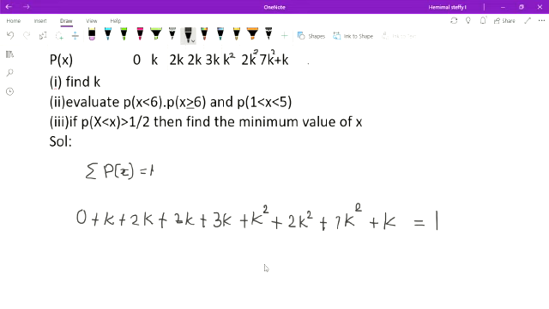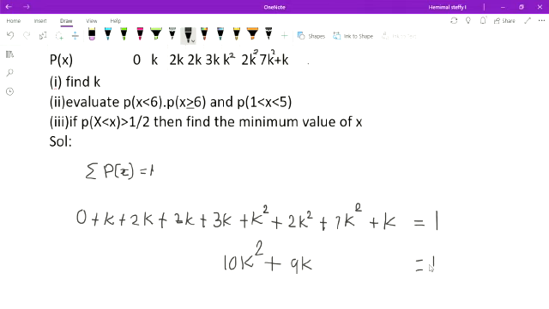First I will add all the k square values. 1 plus 2 is 3, 3 plus 7 is 10. So the total is 10k square. Next I'll add all the k values: 1 plus 2 is 3, 3 plus 2 is 5, 5 plus 3 is 8, 8 plus 1 is 9. So 9k. 10k square plus 9k is equal to 1.